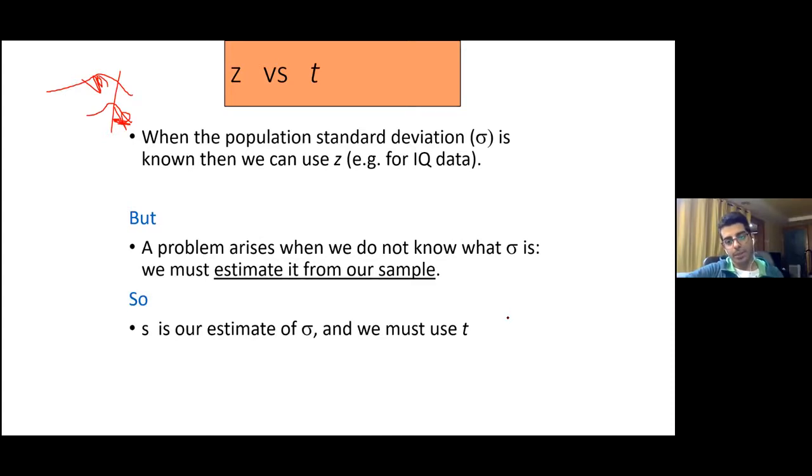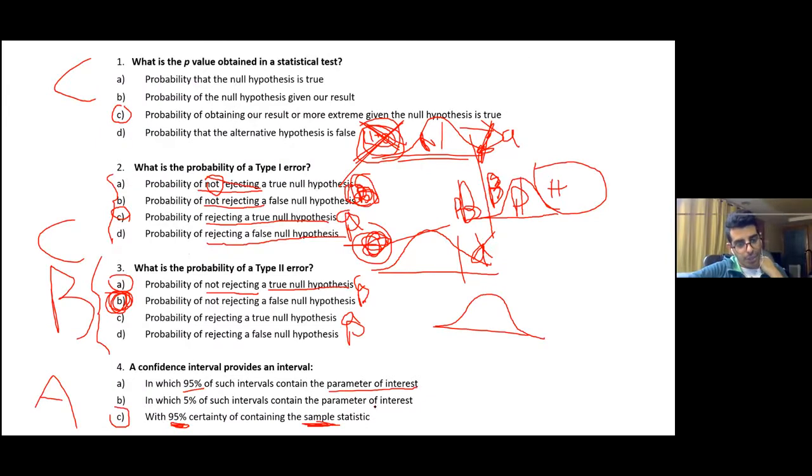In which 5% of such intervals contain the parameter of interest. No, this is wrong, because it should be 95%. If they said here that it does not contain the parameter of interest, that would be correct. But it didn't say that. It said that 5% contain it, so that's wrong.